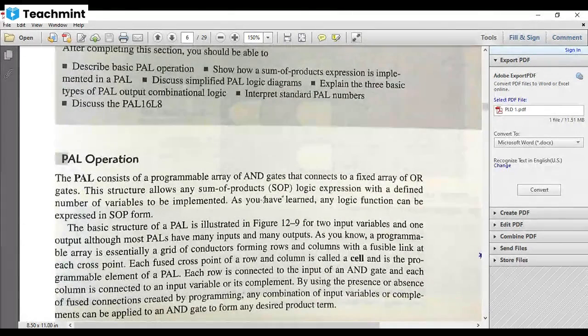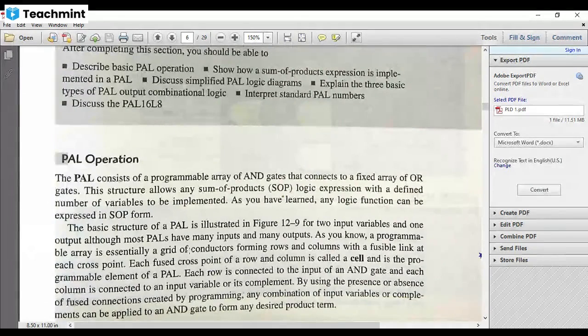It is the sum of the product. So we know that there are two types of logic expressions in digital electronics: one is the sum of the product, or the product of sum. But normally we utilize the sum of the product, that is the SOP logic expression. So how do we get this SOP with the help of this PAL structure?